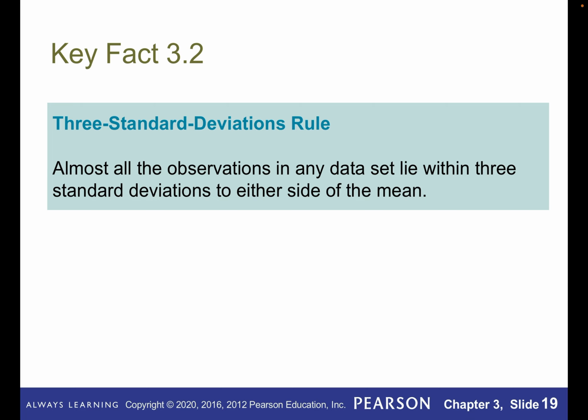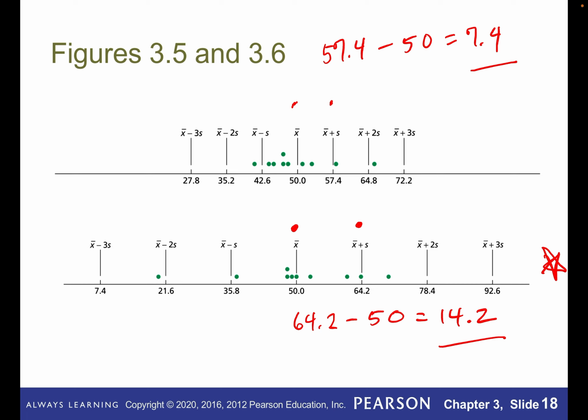There's a rule of thumb, it's called the 3 standard deviations rule. And basically what it says is that almost all of the observations will lie within 3 standard deviations of either side of the mean. So if we go back to our two diagrams, you can see that that's true in both of those data sets, because we're going from 3 standard deviations below to 3 standard deviations above. And in both cases, all of the data are between those two points.